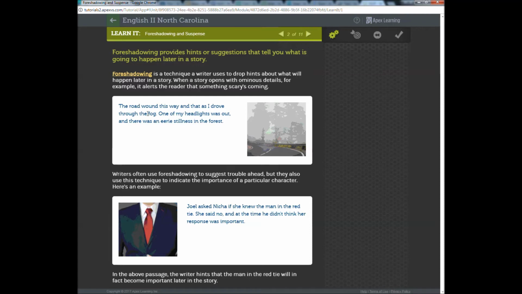So let's read this text right here. The road wound this way and that as I drove through the fog. One of my headlights was out, and there was an eerie stillness in the forest.